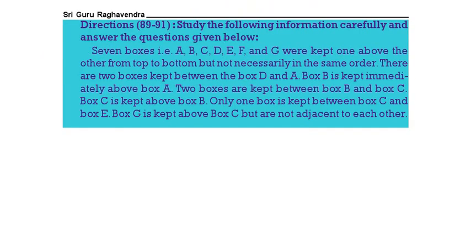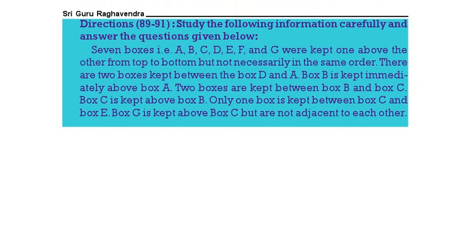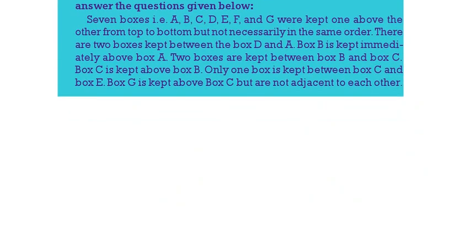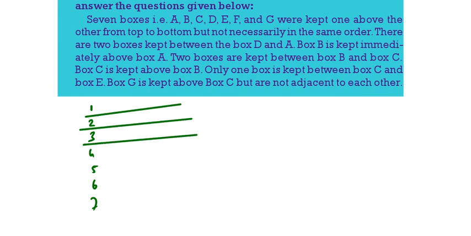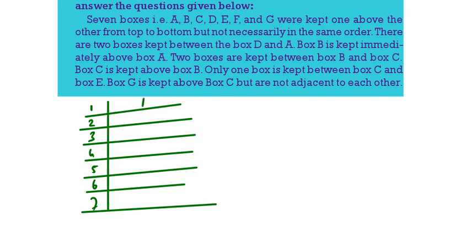Then 89 to 91. Study the following information carefully, then answer the question. So here there are some books, 7 boxes. So write down the numbers from 1 to 7. They are kept one above the other. This is 1, 2, 3, 4, 5, 6, 7. We will do this in 2 possibilities.